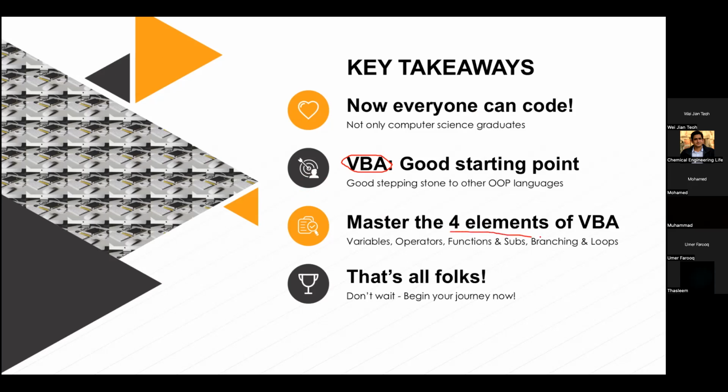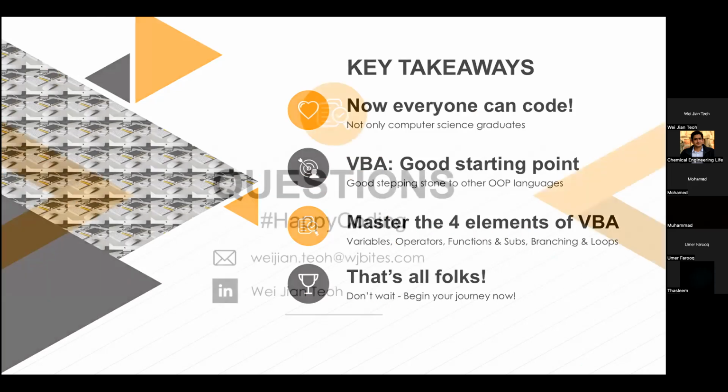The 4 elements of VBA that we are looking for: the variables, operators, functions and subs, branches and loops. Just remember all 4 of them, and you will know your basics of VBA. And that's all, folks. Don't wait, just begin your journey now.